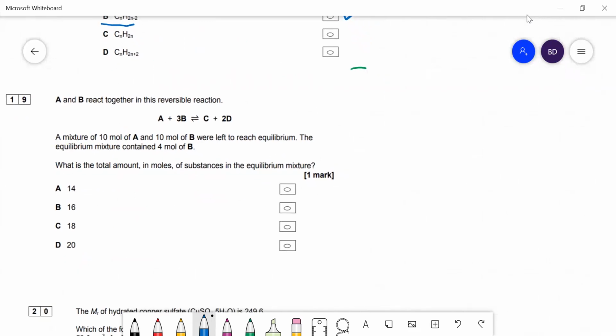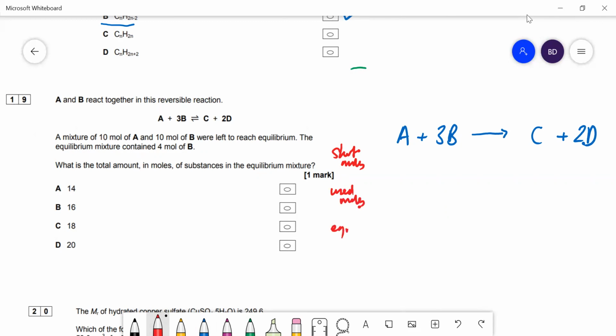Okay, now here's an equilibrium one. So I think what we're going to have to do here is draw one of these tables where we have A plus B going to C and 2D. Let's do the start moles, the used moles, and the equilibrium moles. Right, so the start moles, we've got 10 of A, and we've got 10 of B. And we haven't got any of that or any of that.